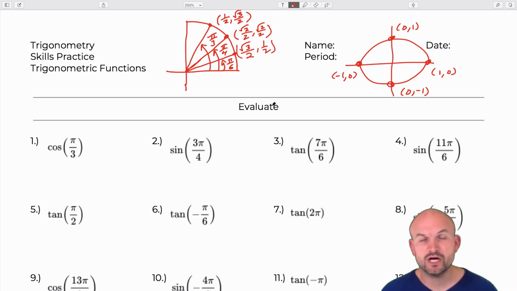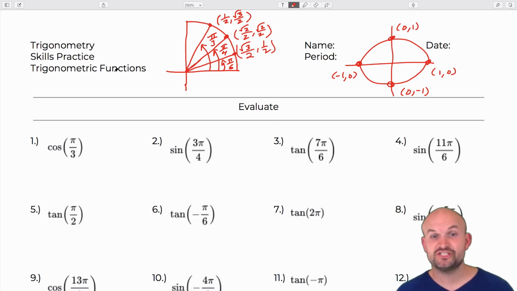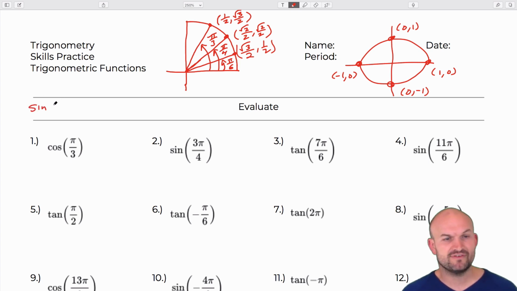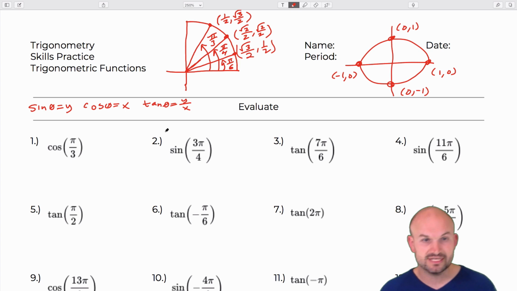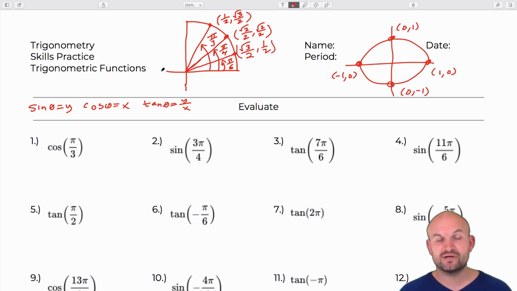Okay, and then let's do our trigonometric definitions for points on the unit circle. Sine of an angle is the y-coordinate. Cosine of the angle is equal to the x-coordinate. And tangent of the angle is going to be y over x. And again, these are for angles that have a point on the unit circle.